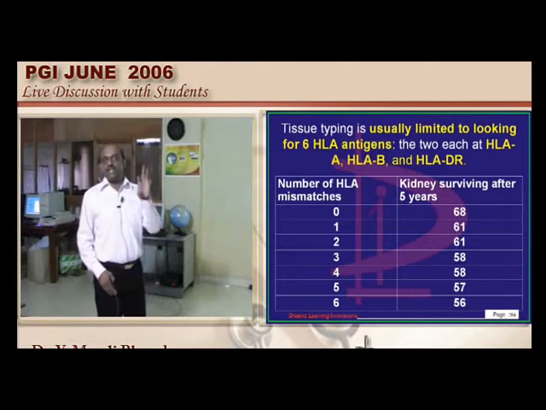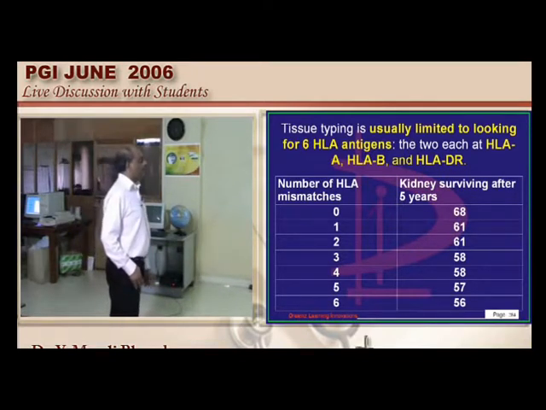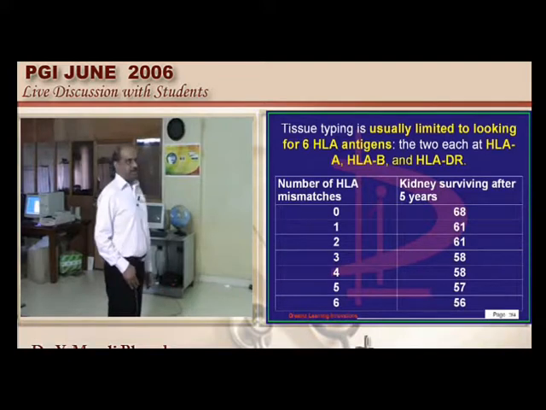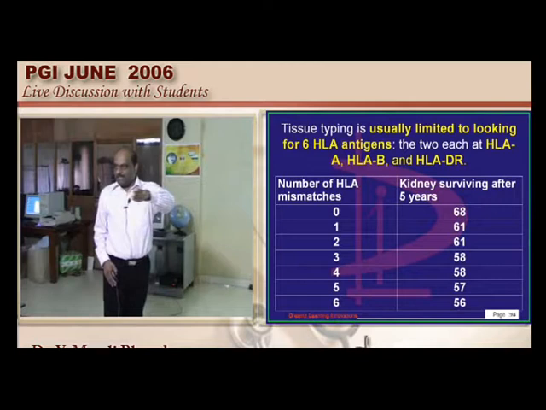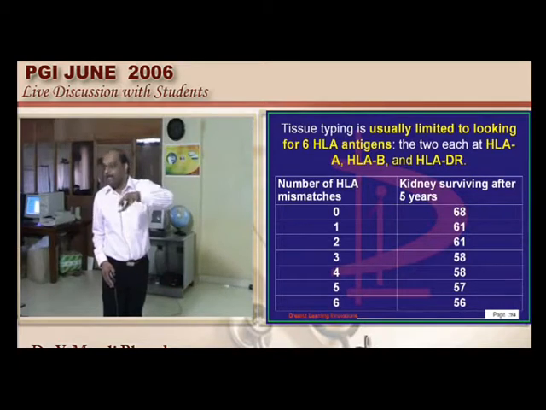So with the number of HLA mismatches, if it is 0, the percentage of kidneys that survive is 68. But if there is one mismatch out of the 4 HLA genes, A, B, C, D, 4 into 2 is 8. But we don't take all of ABCD, we only take ABC.